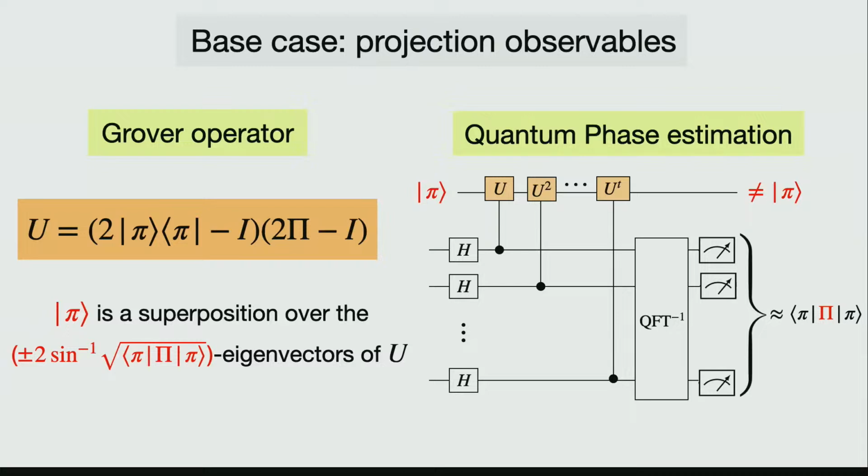So this is what it would mean in this case. As input, you have your quantum state, which is not an eigenvector. It's a superposition over eigenvectors, which is important. Then you apply a sequence of iterations of this Grover operator, and then a QFT and measurement. When you analyze this algorithm, you can prove that it does give you quite a good estimate of the expectation values.